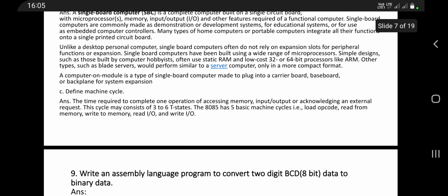Next is the machine cycle. During the timing diagram we will see the function of the machine cycle. It is defined as the time required to complete one operation of accessing memory, input output, or acknowledging an external request. This cycle may consist of 3 to 6 steps, and the 8085 has 5 basic machine cycles, that is opcode fetch, read from memory, write to memory, read IO and write IO.